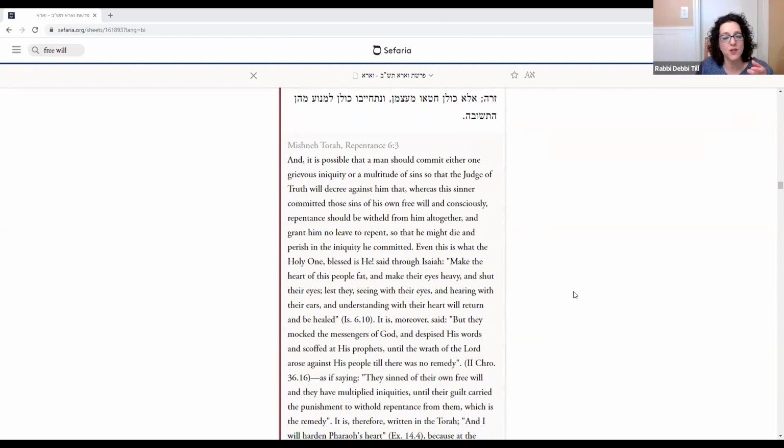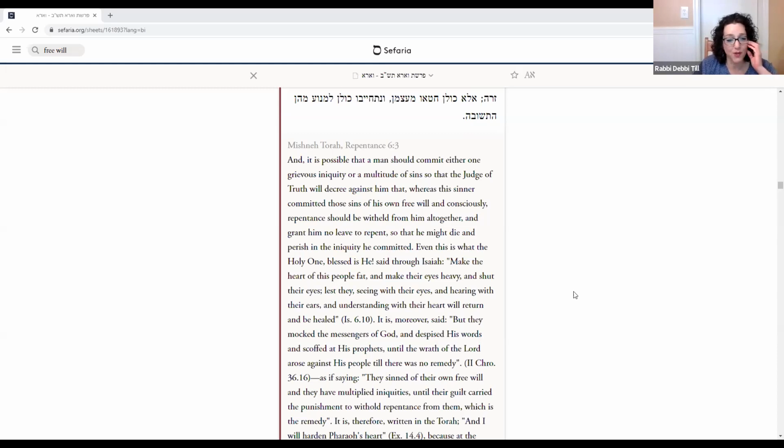It is possible that a man should commit either one grievous iniquity or a multitude of sins, so that the judge of truth will decree against him that whereas this sinner committed those sins of his own free will and consciously, repentance should be withheld from him altogether and grant him no leave to repent, so that he might die and perish in the iniquity he committed. Even this is what the Holy One said through Isaiah: make the heart of this people fat and make their ears heavy and shut their eyes, lest they, seeing with their eyes and hearing with their ears and understanding with their heart, will return and be healed.